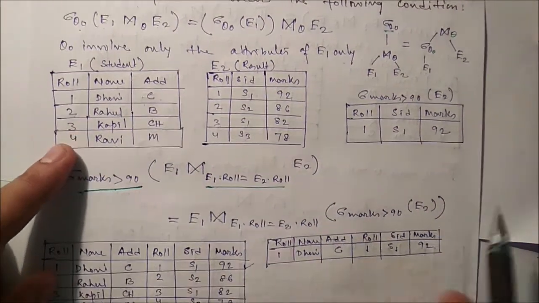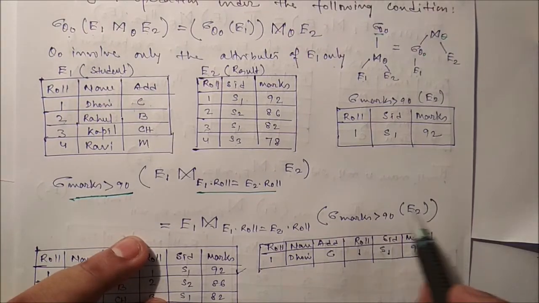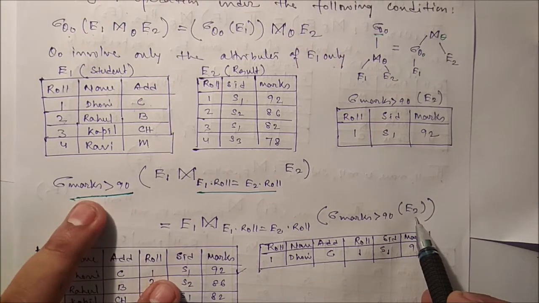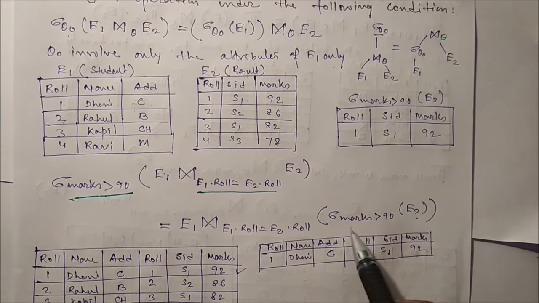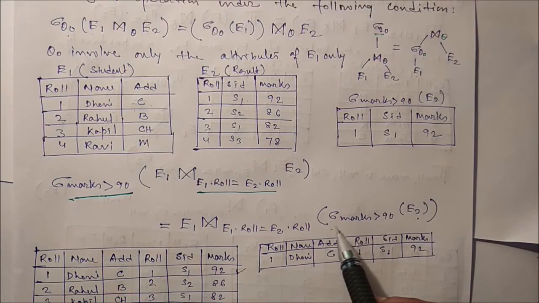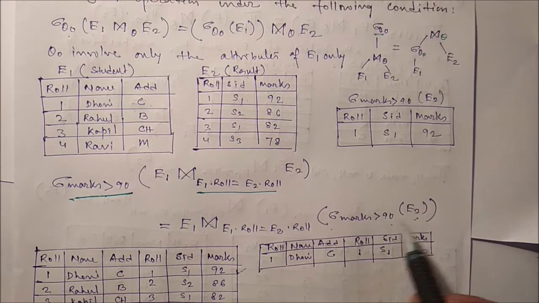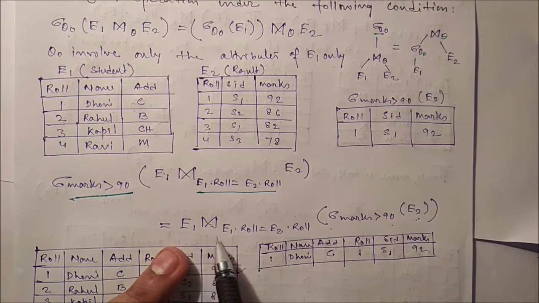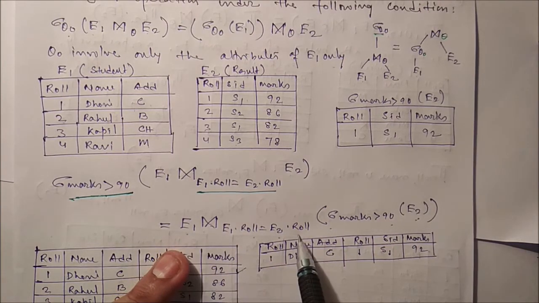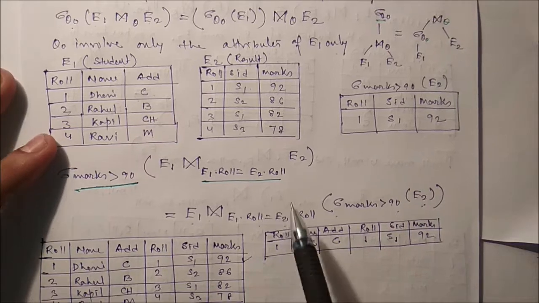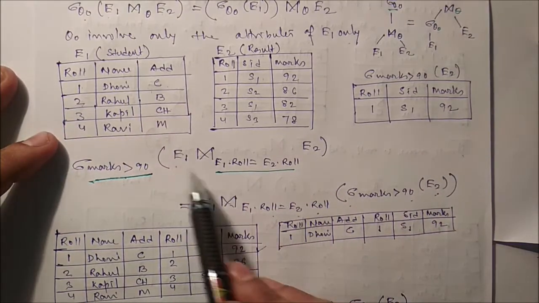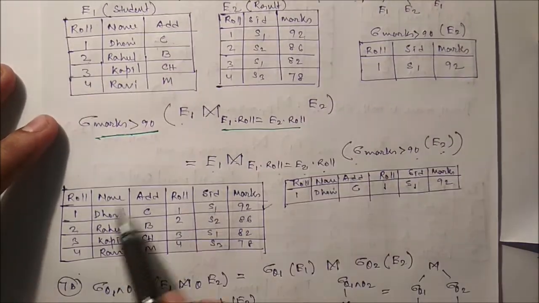So we can see here, first of all apply this particular selection condition on E2, because this particular marks is associated with the result only. So first apply the selection condition, marks greater than 90, on E2, and then do the theta join with E1, where E1 roll number is equal to E2 roll number. So we can see here, if you apply this particular condition, E1 join E2, then we can get this particular table.